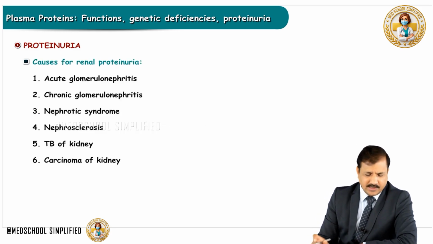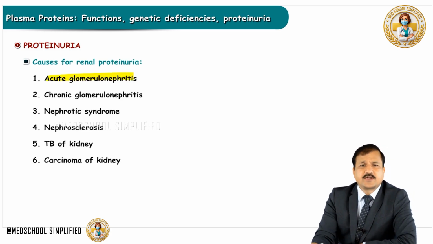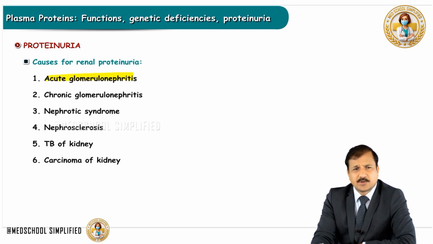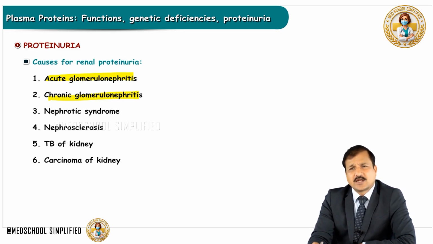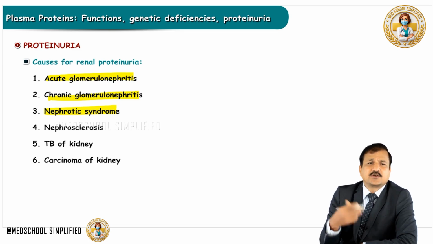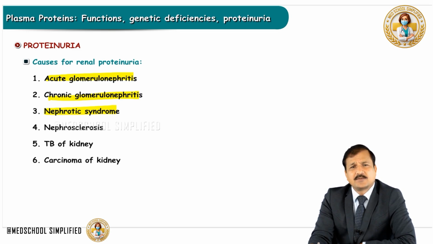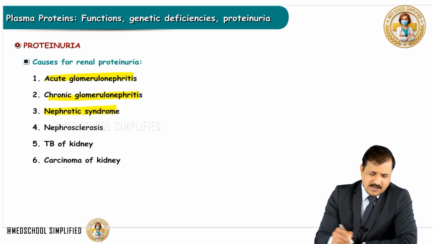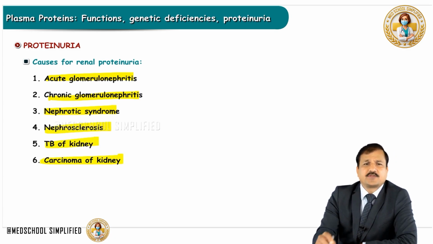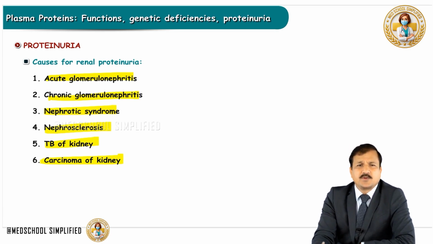In renal proteinuria, we have acute glomerulonephritis, which is always associated with proteinuria. In chronic glomerulonephritis, proteinuria is seen in the early stages but may disappear later as the kidney becomes more and more impaired. In nephrotic syndrome, large quantities of albumin are lost in the urine, and there may be a gross hypoalbuminemia. Then nephrosclerosis, TB of the kidney and carcinoma of the kidney all lead to proteinuria.